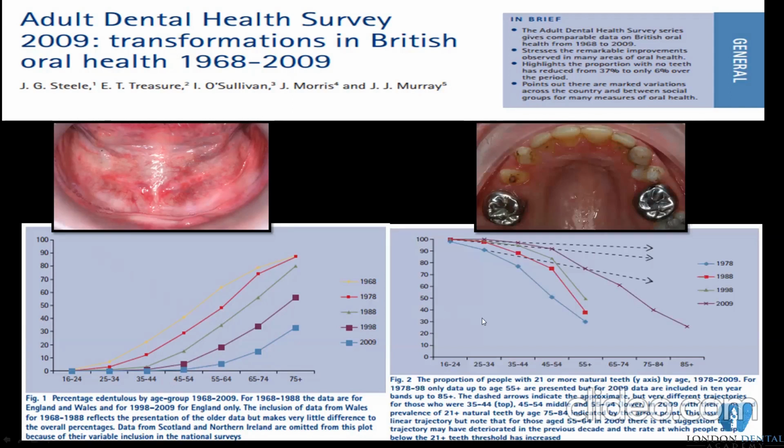If we look at the number of people with 21 teeth or more, again we have to compare 1978 to 2009, almost 40 years of difference. As you can see in the blue color here, at the age of 55, less than 30% had 21 teeth or more. But in 2009, if you look at the same age group, 55-year-olds, almost 70% of the population had 21 teeth or more. That will impact, of course, the quality of life and the dental treatment, and the impact on the healthcare systems.